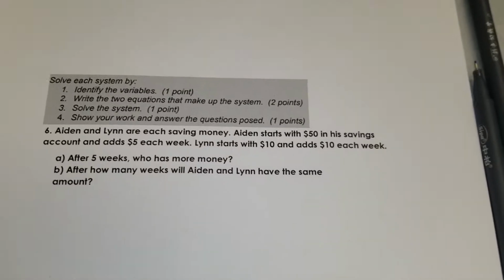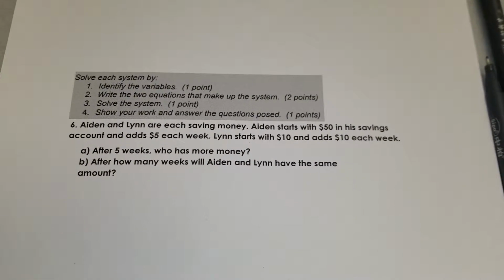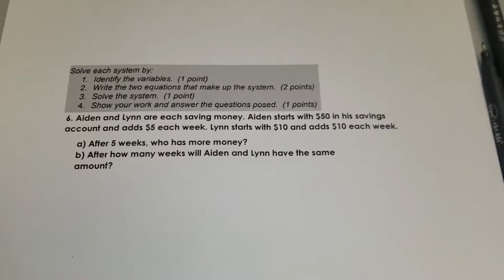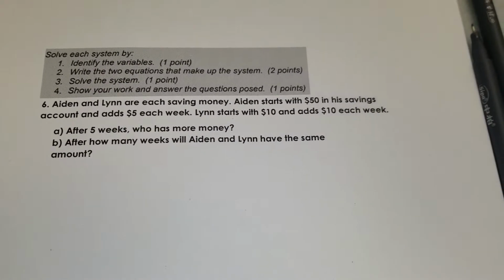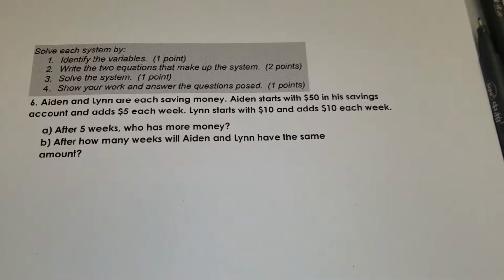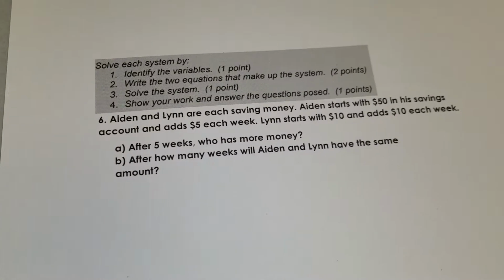Okay, number 6. Aiden and Lynn are each saving money. Aiden starts with $50 in his savings account and adds $5 a week. Lynn starts with $10 and adds $10 a week. If you look at the gray box, it actually tells you what they're giving you points for. So this is what I was talking about. It doesn't have that cute table like when we taught it the first time.